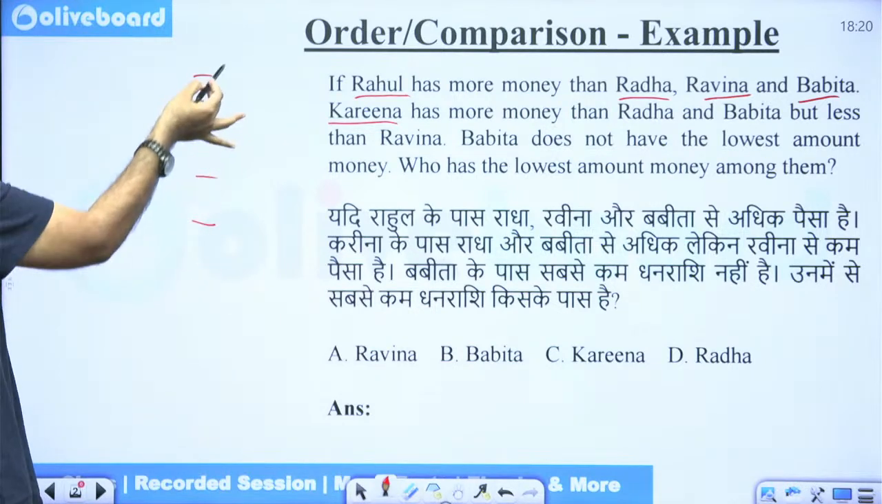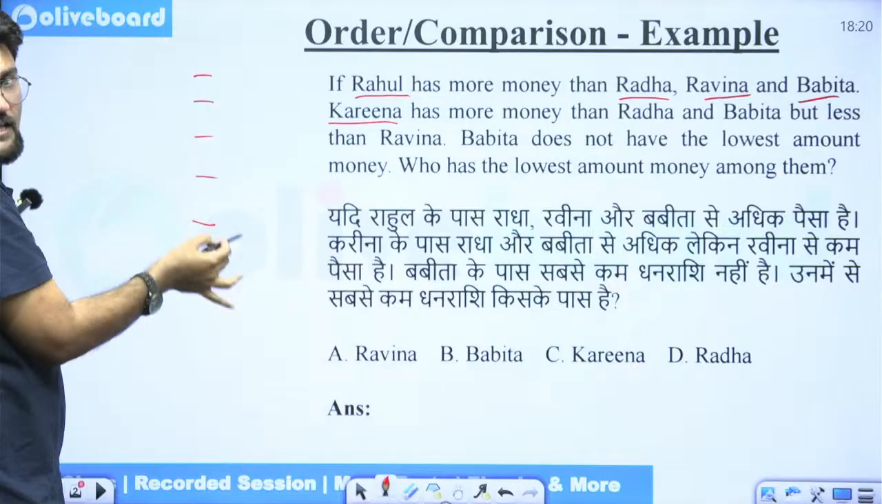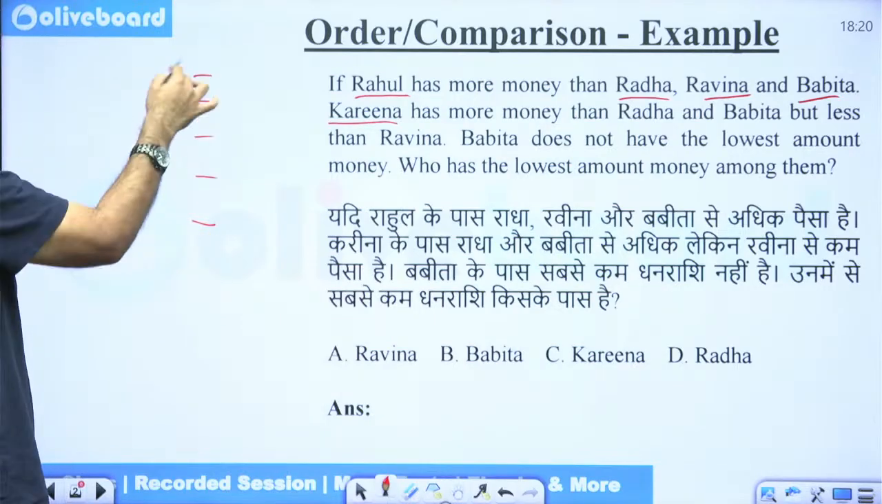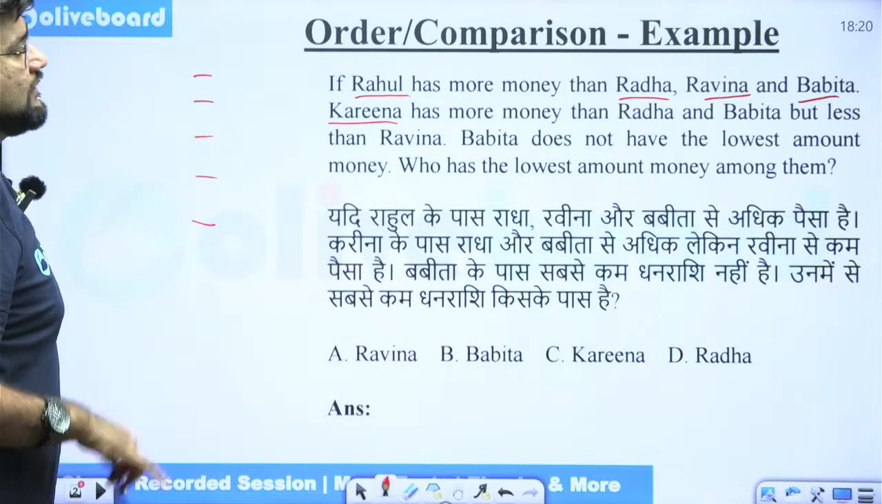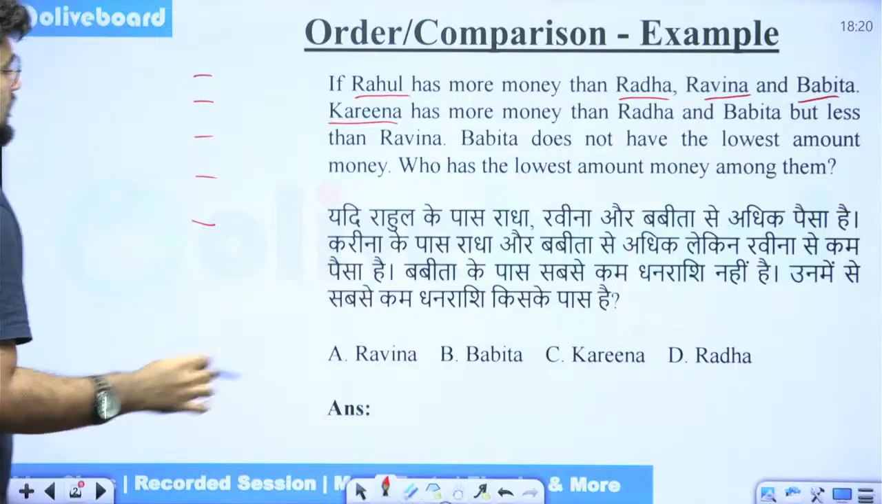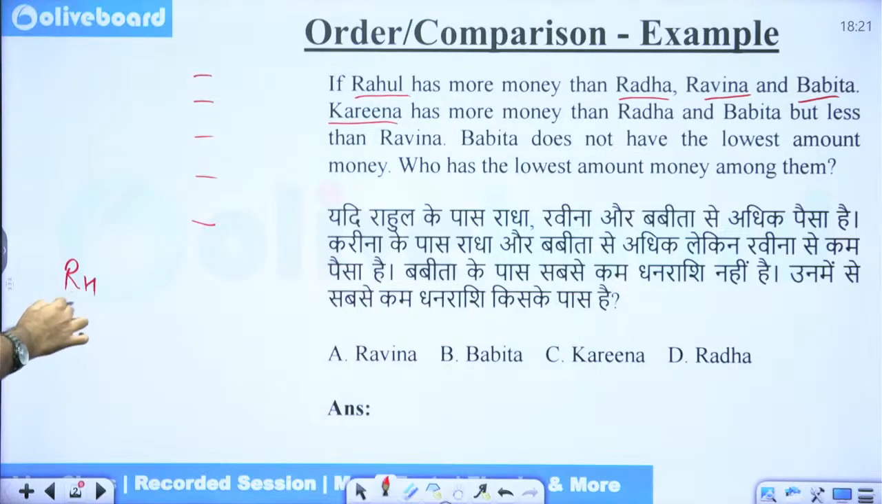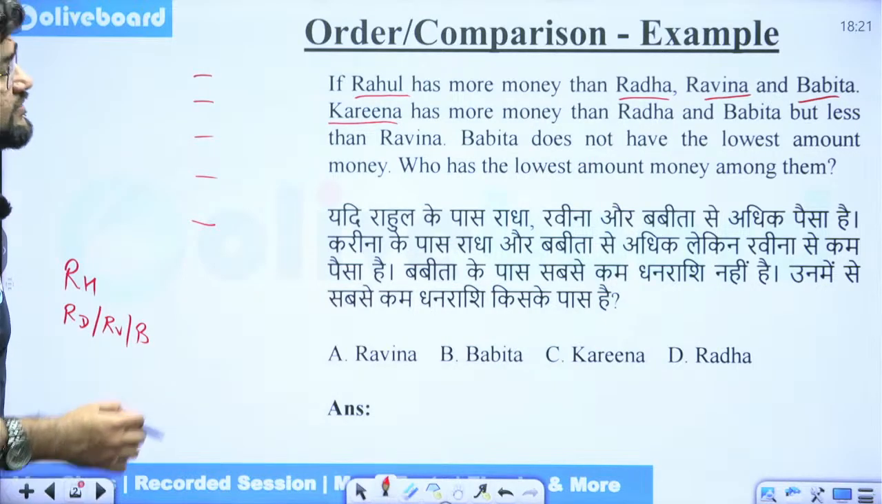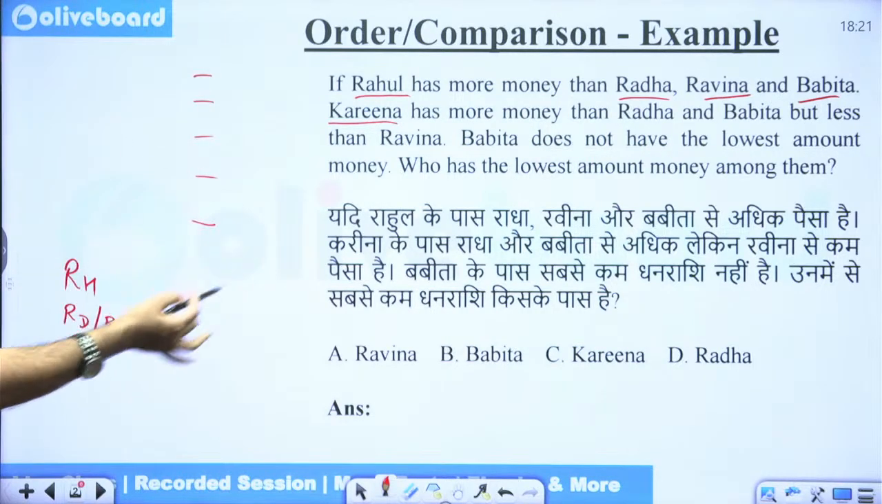Now the person who has more money will come here. Person who has less money here. Rahul has more money than Radha, Ravina, and Babita. So Rahul has more money. I don't know about the order of these 3 people, but I surely know that Rahul has more money than them. Next one says Karina has more than Radha and Babita, but less than Ravina.